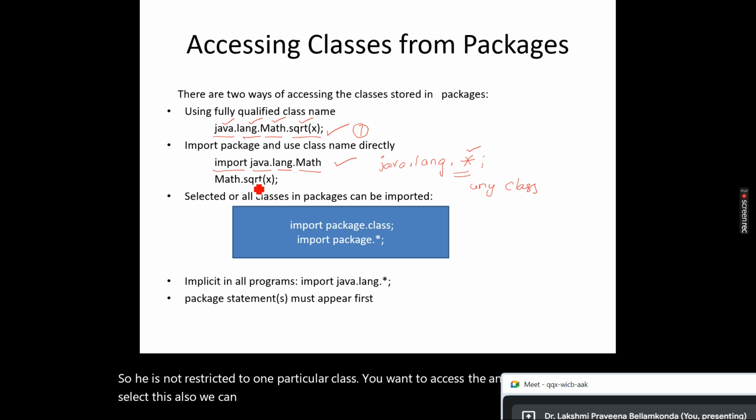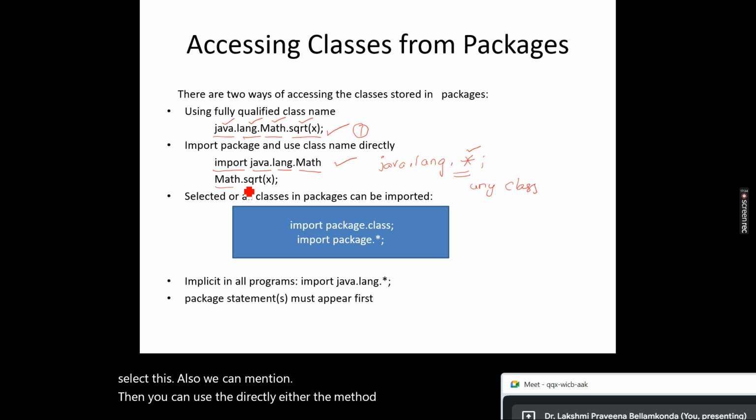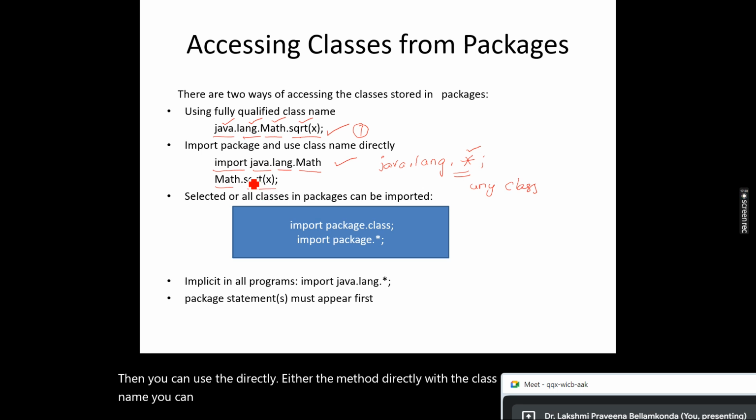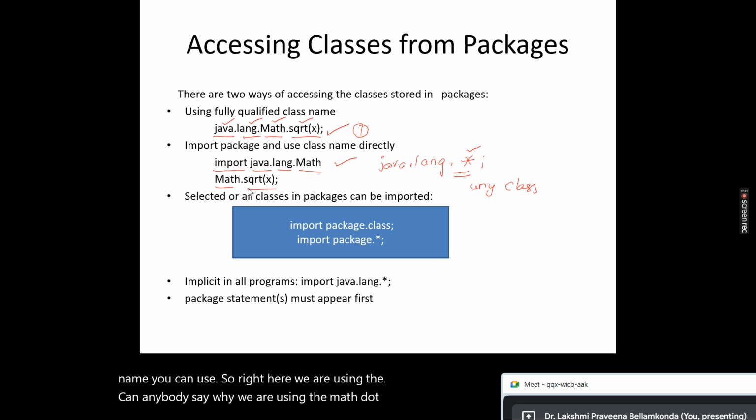Then you can use the method directly with the class name and the method name. Can anybody say why we are using Math.sqrt here? To get the square root of x, ma'am.